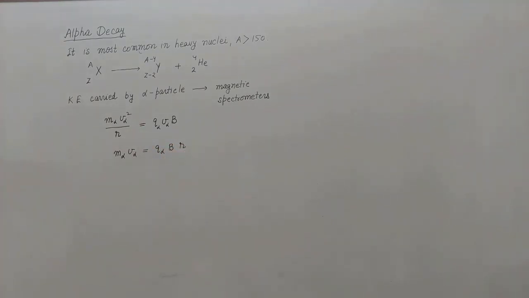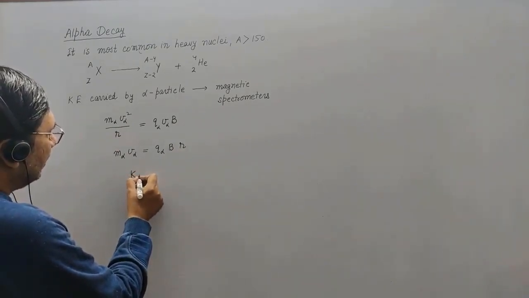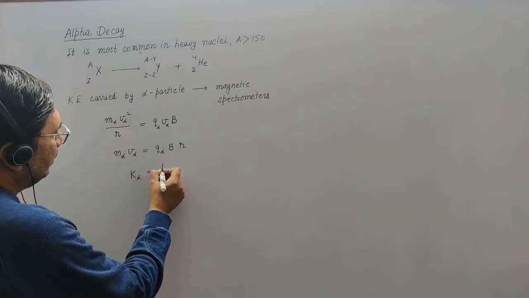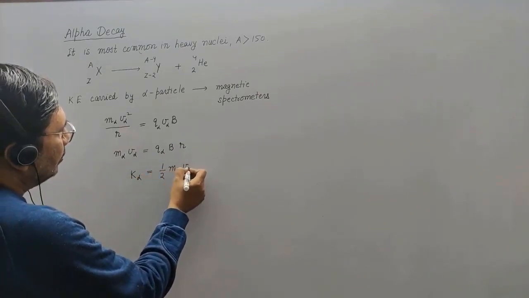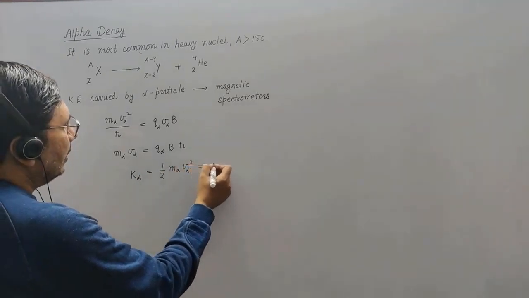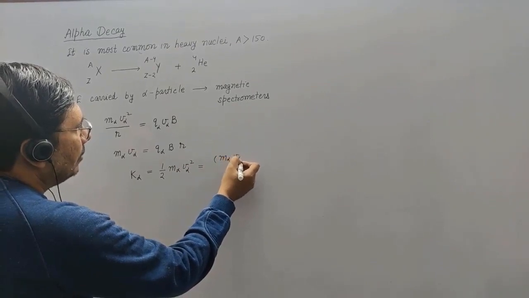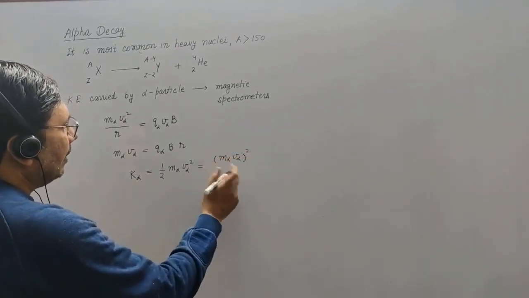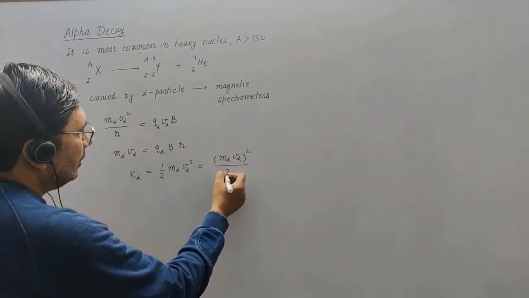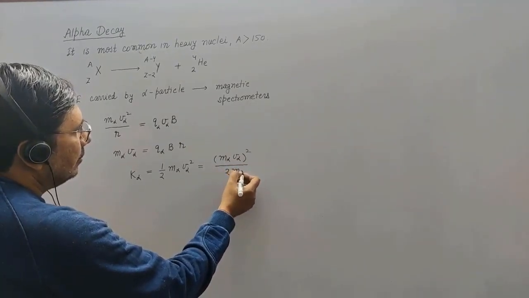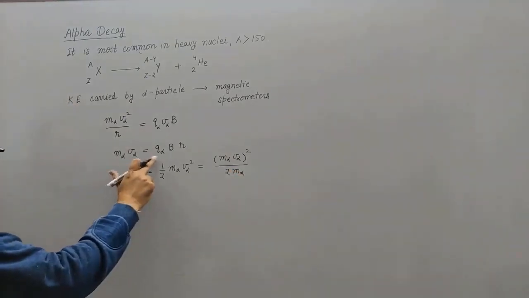Now, what will be the kinetic energy? The kinetic energy of the alpha particle, suppose K alpha, will be 1 by 2 m alpha V alpha squared. We can replace this by m alpha V alpha squared. Here we have an extra m alpha, so we will multiply the denominator by m alpha. Now substitute this value of m alpha V alpha here.